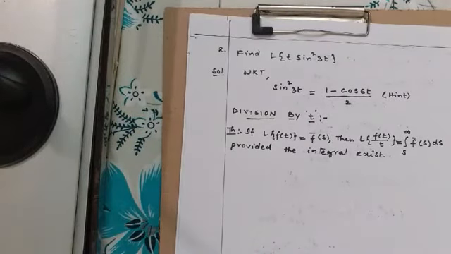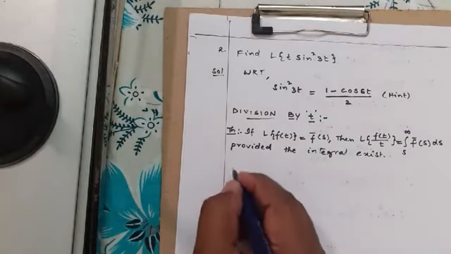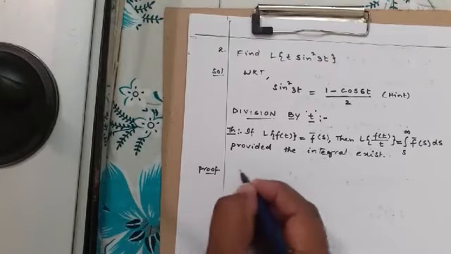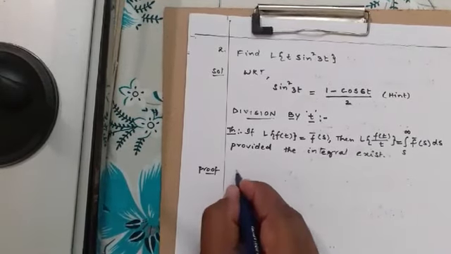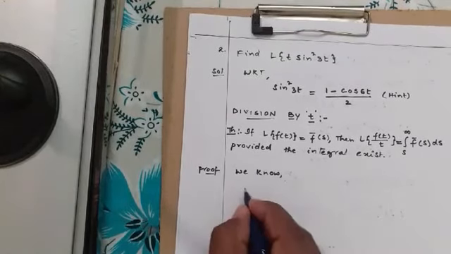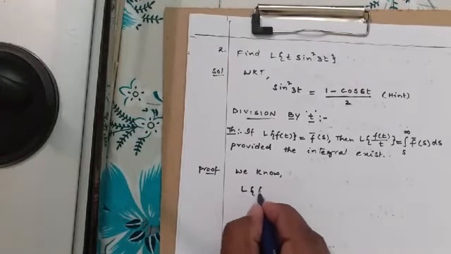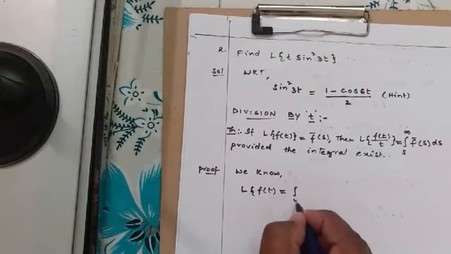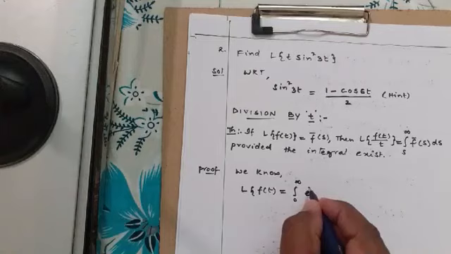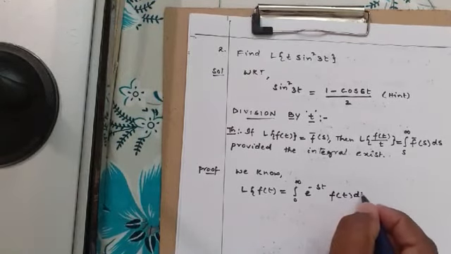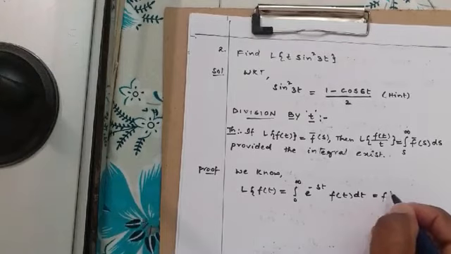Now let us have the proof for this. So let us have the proof. Now here, first we know what is given here. Laplace of f of t is given. So Laplace of f of t, you know, that is integral 0 to infinity e power minus st f of t dt. That is equal to, we write f bar s.